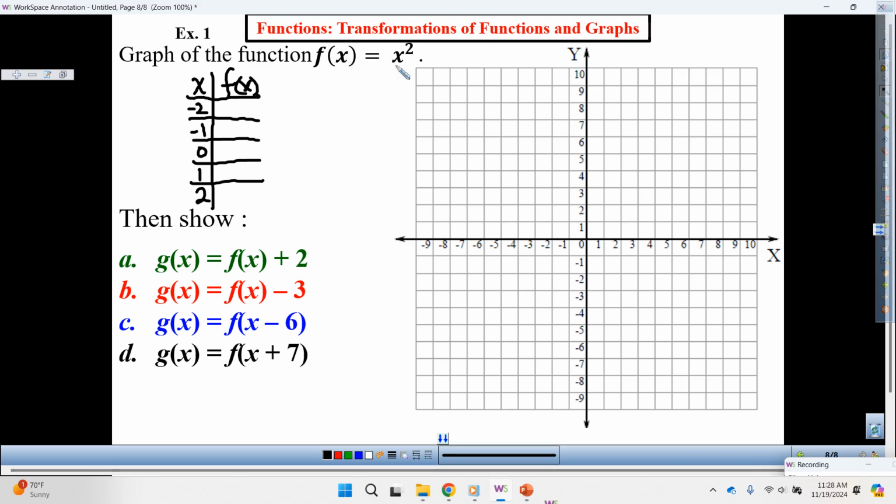All right, so then let's graph this. How do we do that? Well, let's substitute values in here. What is -2 squared? -2 times -2 is 4. Next one, -1. Substitute that in there. What is -1 squared? -1 times -1 is 1.